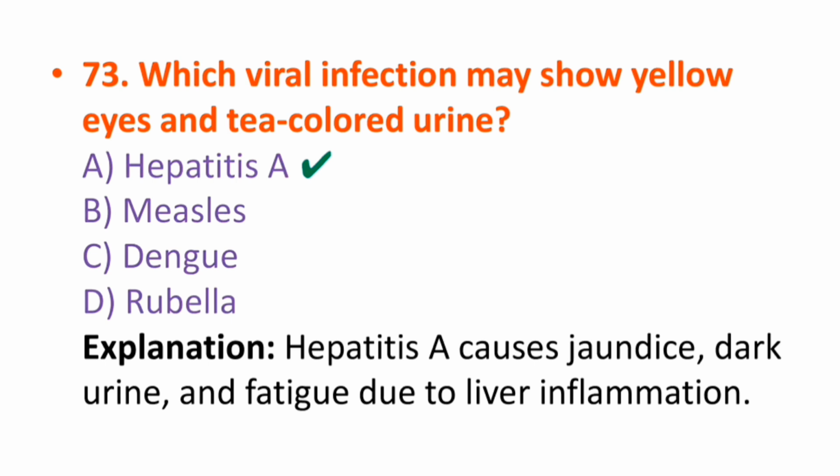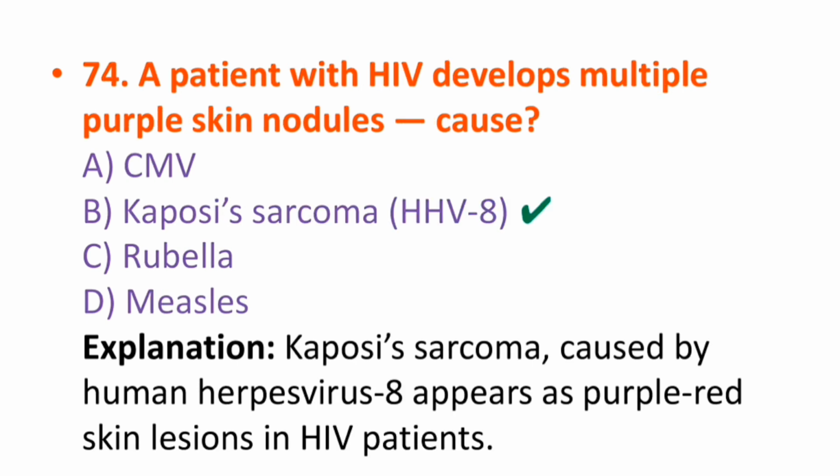Which viral infection may show yellow eyes and tea-colored urine? Option A, hepatitis A; option B, measles; option C, dengue; option D, rubella. The correct answer is option A, hepatitis A. Hepatitis A causes jaundice, dark urine, and fatigue due to liver inflammation. Hepatitis A causes tea-colored urine.